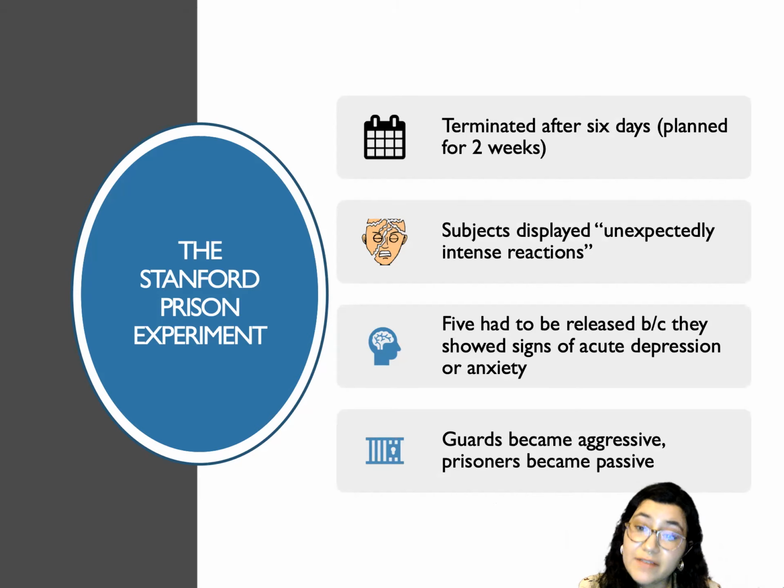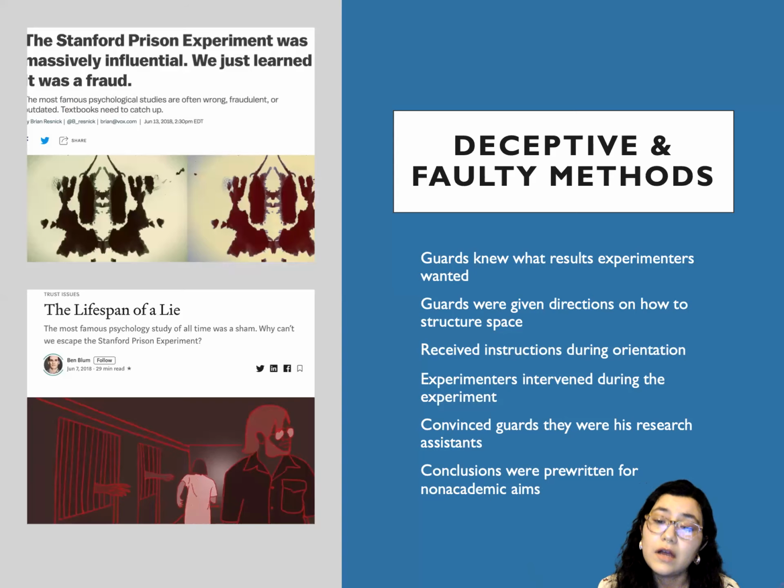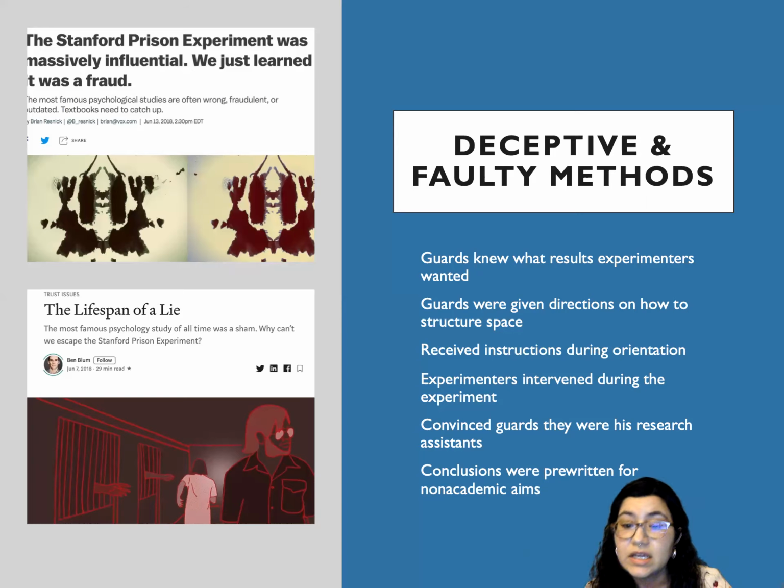More rigorous analysis, looking back on this experiment, showed that the researchers were actually influencing how the guards were engaging with the prisoners. They were giving instructions during orientation on how to engage. They also created a power dynamic where they convinced the guards that they were research assistants and that their conclusions were pre-written for non-academic aims.